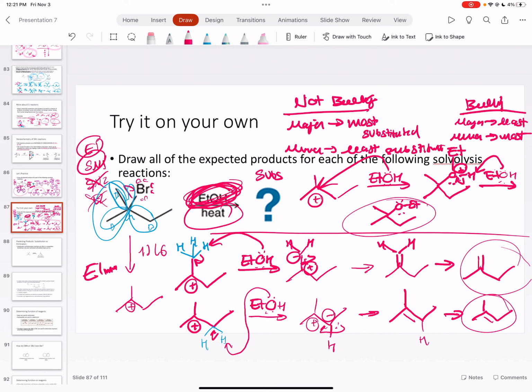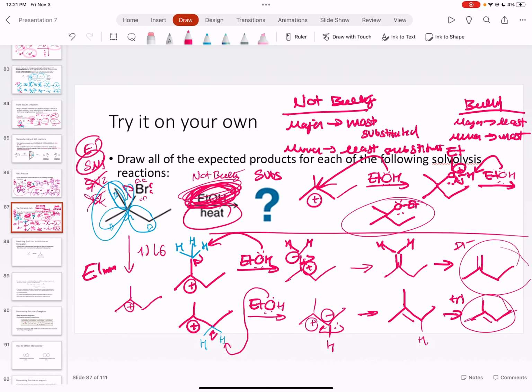So technically we said this one's not bulky, and we're gonna see whether our products are mono, di, tri, or quater substituted, I would say. So this one's di, and this one's tri. And I know that just by the number of carbon-carbon bonds: I have 1, 2, 3 carbon-carbon bonds, and here I have 1, 2. So in here I have a tri, so that one will be my major, just because it's the most substituted. Then this one's my minor, and this one's my minor.